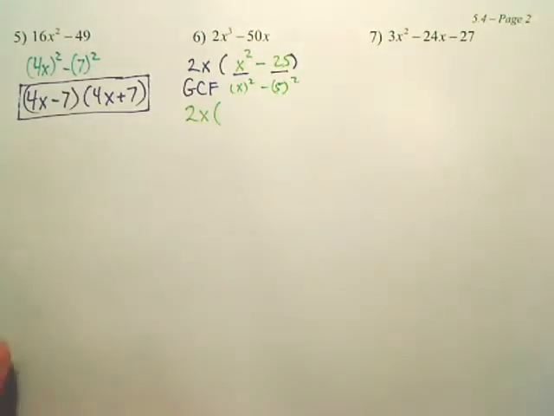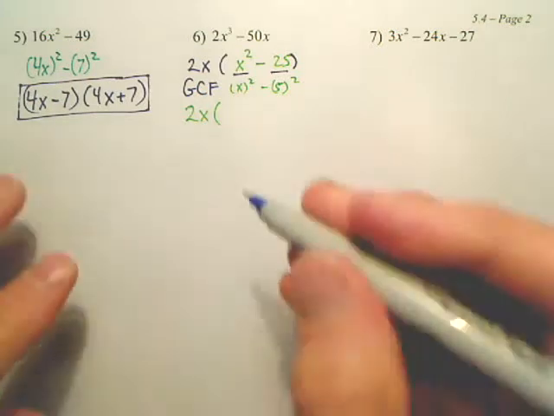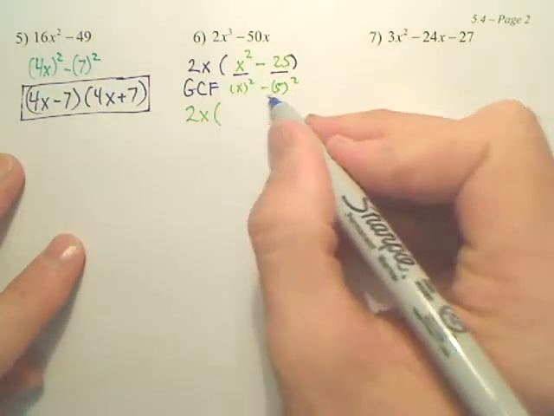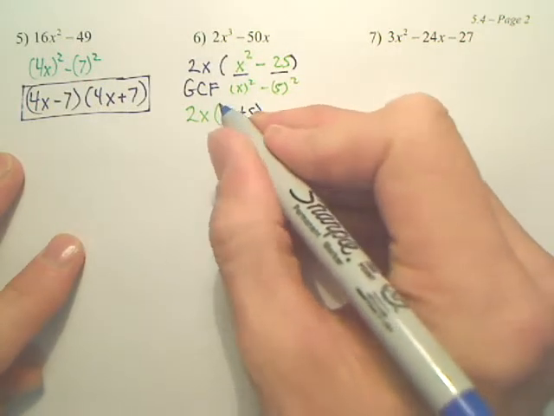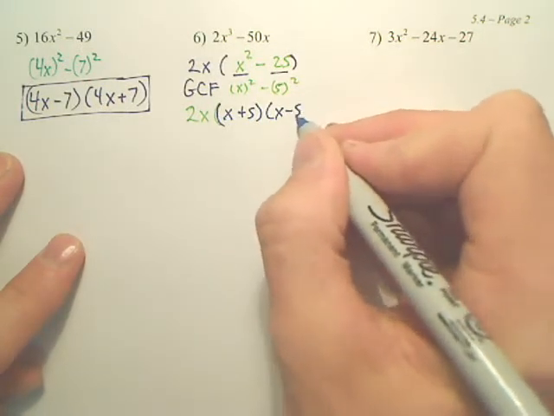Isn't that a difference of squares still? You see the difference of squares? So that's going to be x plus 5, x minus 5.